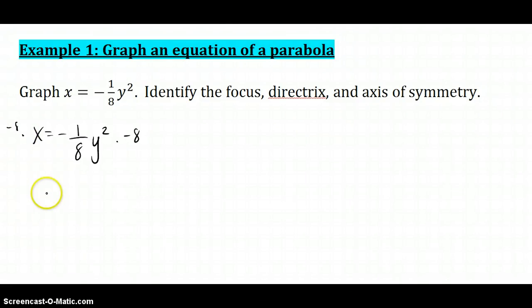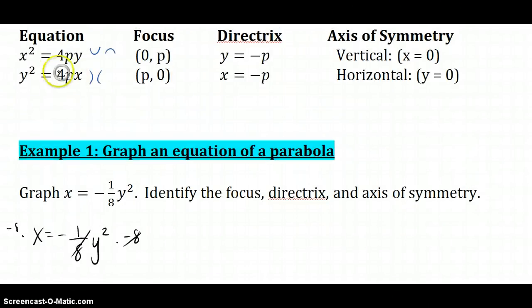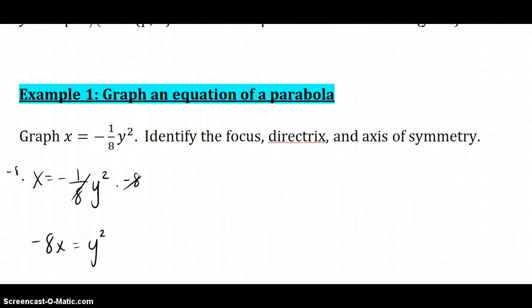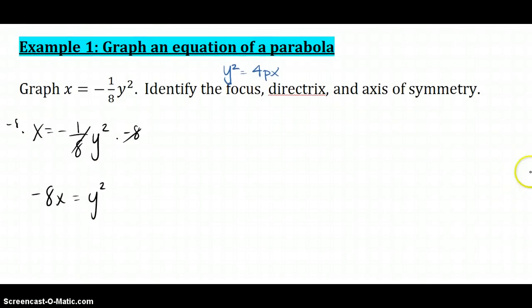So my equation is negative 8x, these cancel, equals y squared. Because this is in the form, if you scroll up, this second equation right here, y squared equals 4px. I know that I'm using this form, y squared equals 4px, because I have a y squared. So if you want to flip this around, if that helps, you can. Because now we can find all of our pieces.